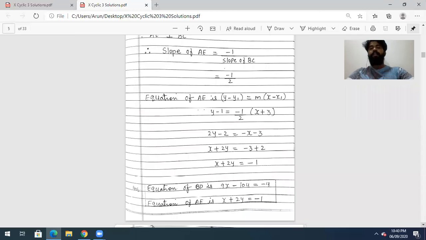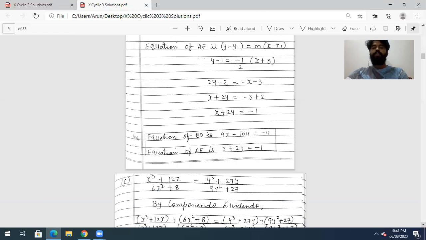Therefore, equation of AE would be y minus y1 is equal to m into x minus x1. Substitute the values. Y minus 1 is equal to minus 1 by 2 into x plus 3. Open the bracket. Take x and y on one side and the numbers on one side. So we get x plus 2y is equal to minus 3 plus 2. X plus 2y is equal to minus 1.